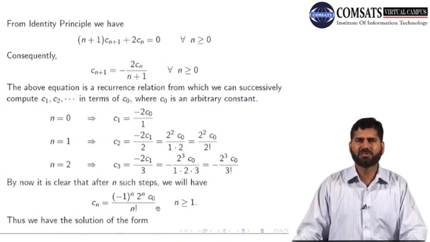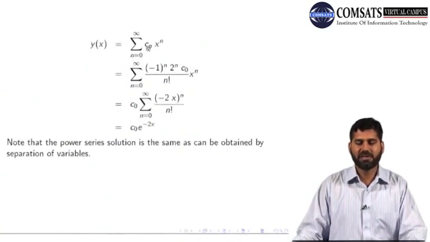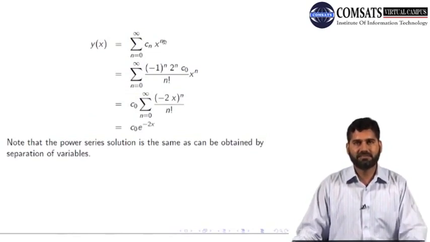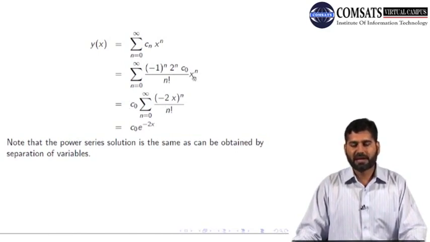Now what will be your solution then? Your solution will be the sum, n goes from 0 to infinity, of Cn x to the power n. Now C0 is a constant, so I can bring this constant outside, and you are left with 2 to the power n, x to the power n. I can write 2x to the power n. And minus 1 to the power n is also there, so minus 2x to the power n.